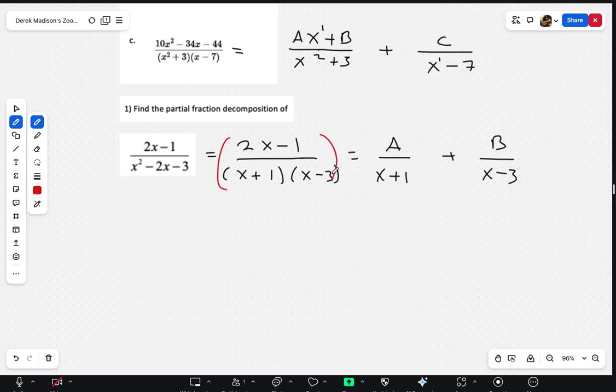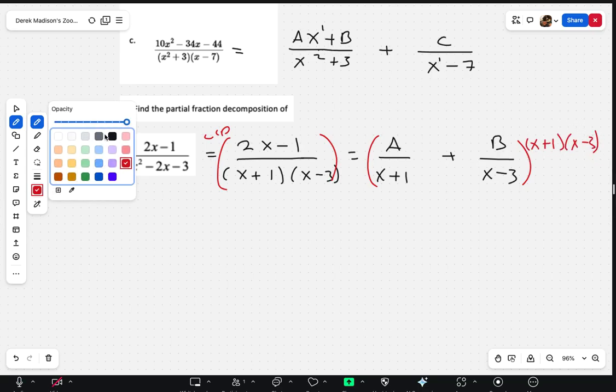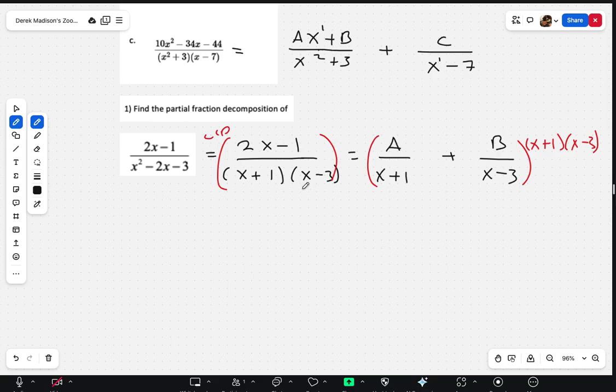We'll do LCD over here. And this side, it always cancels out, which is why we're using it. On this side, we'd have a, and then x minus 3, plus b. The x minus 3's cancel, so that would leave x plus 1.